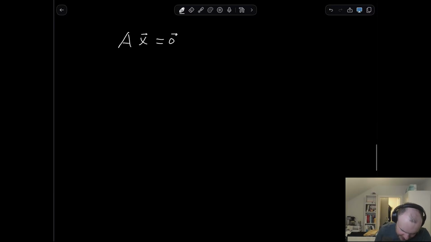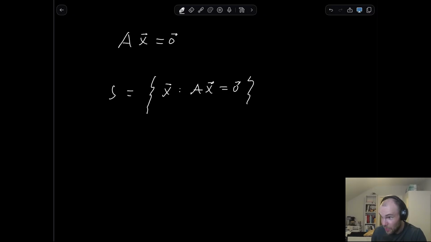Let's focus. What is the null space of a matrix, and why? The null space of a matrix is the set of vectors that satisfy this equation right here. What does that mean? We can write it in a different way. Let's call this set S, and it's equal to the set of x where Ax is equal to 0.